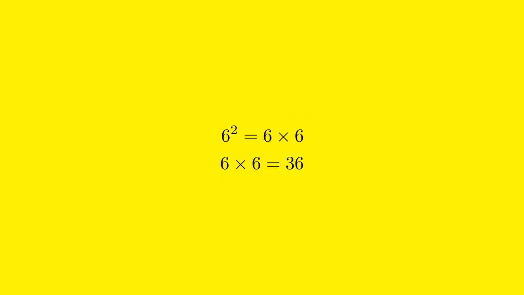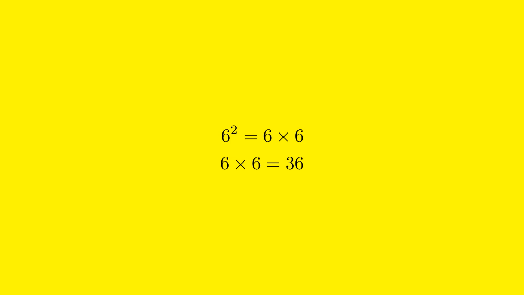Step 2. Now that we have interpreted 6 raised to the power of 2 as 6 times 6, we can proceed to perform the multiplication. When we multiply 6 by 6, we are taking the number 6 and adding it to itself 6 times. So let's do the multiplication. 6 times 6 equals 36.